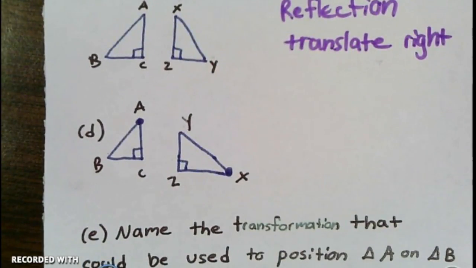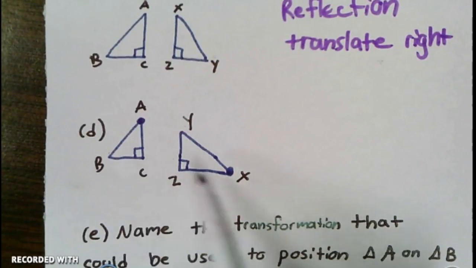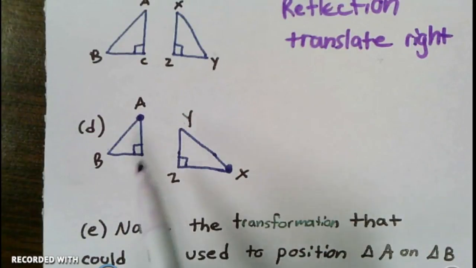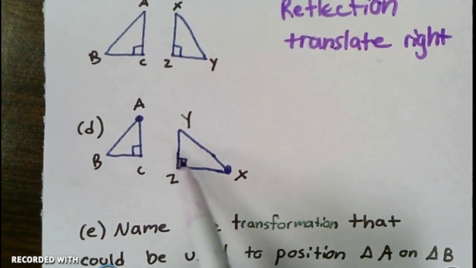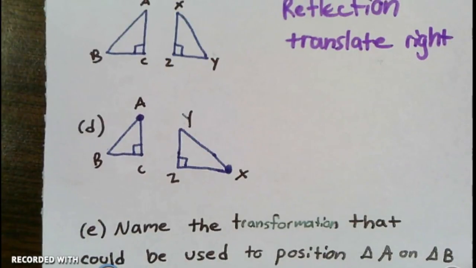I'm going to say translate right because I would need to move it right. All right, try, what about this one? What do you think you'd have to do? I want you to try this one on your own. So notice where the right angle is. So what would have to happen to that? What would have to happen to that figure to get it to be right on top of that one?